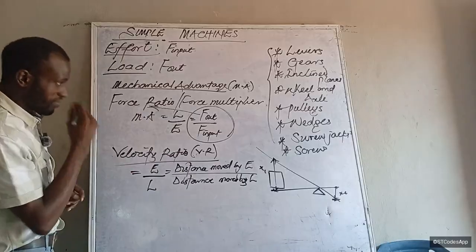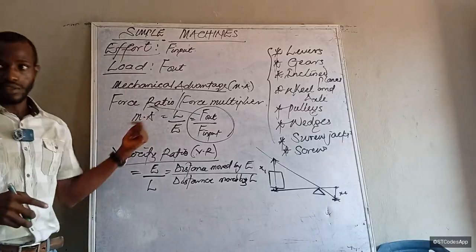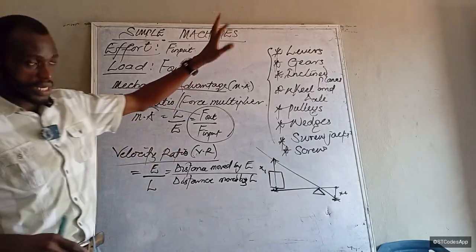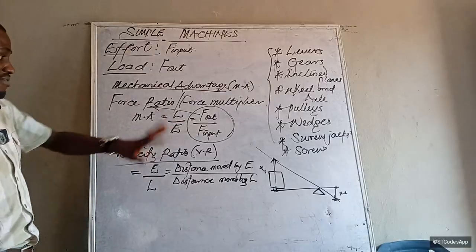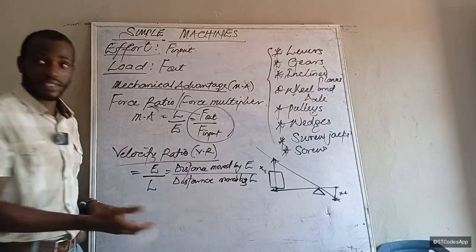Alright. So let's now talk about the different formulas for velocity ratio. Begin with the lever. With the lever, it is this way.